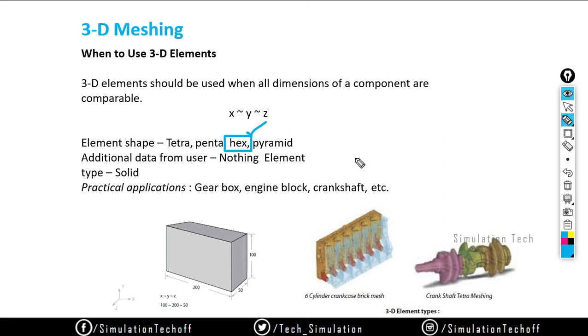Okay, and additional data from the user. We don't need to give any additional data. Like in 2D we have to give the thickness as additional data, and in 1D we have to give the cross section as additional data. And what is the type? It's solid right now. The type may differ if you are doing a CFD analysis, where it may be a liquid or fluid, but the concept is everything is similar.